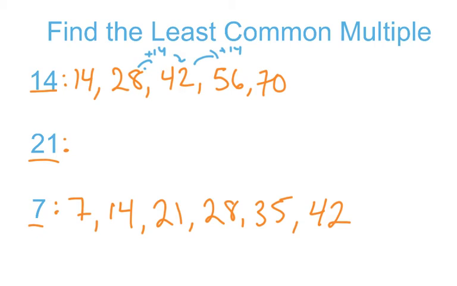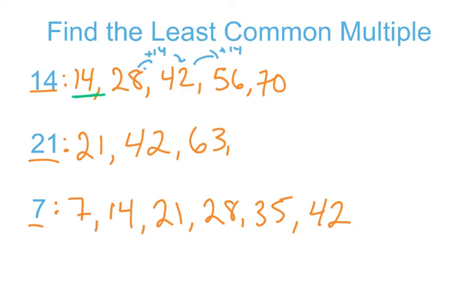21 times 1. 21 times 2. 21 times 3. Well, I can just add another group of 21 to 42. That's going to be 63. Now I'm going to stop because I really hope that I'm done. And I'm going to check each of my lists. So I'll start at the top.